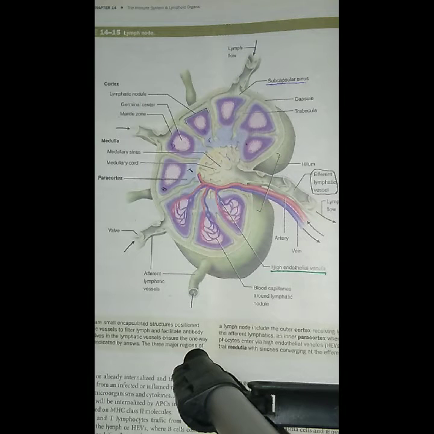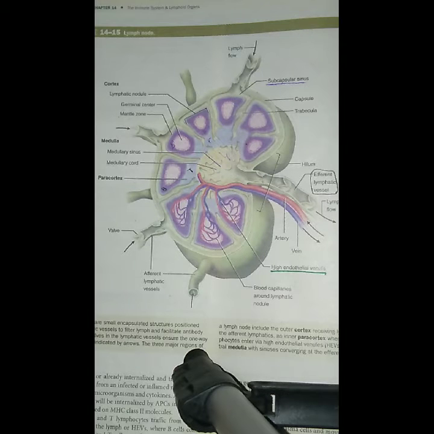So today our lecture is based on the second part of the lymph node. In the first part of the lymph node, we studied the structure of the lymph node and the cortex of the lymph node. Now we will study the medulla, because the medulla is the last part of the lymph node. The medulla of the lymph node is not as lengthy as the cortex.